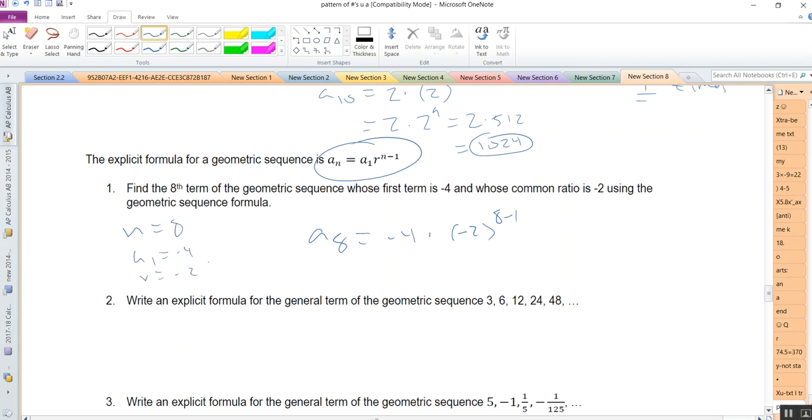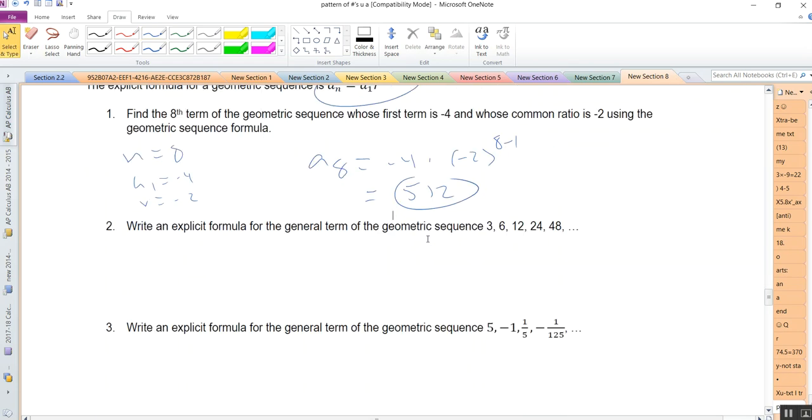And then you can just let the calculator do its thing. Remember, you've got to put the -2 in parentheses, so you follow the order of operations. So you should get 512 for that one, if you do it all correctly in the calculator.